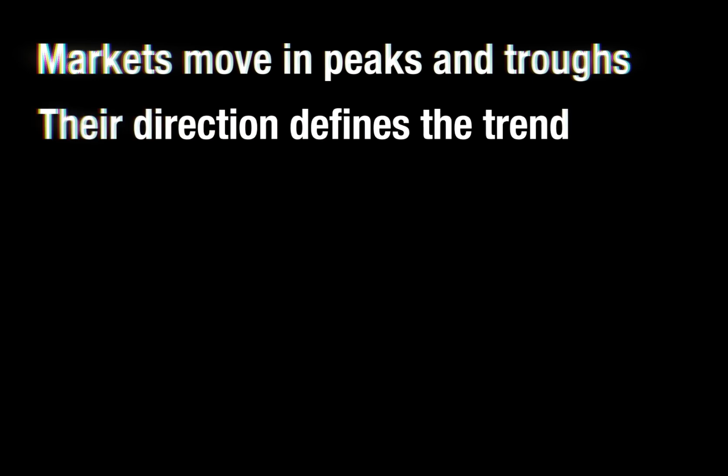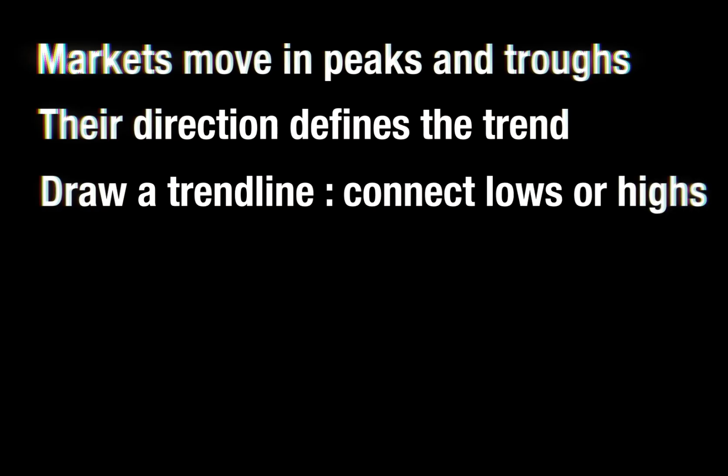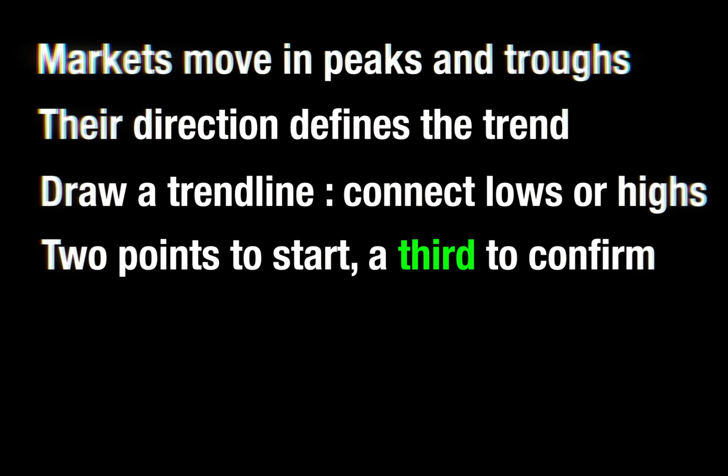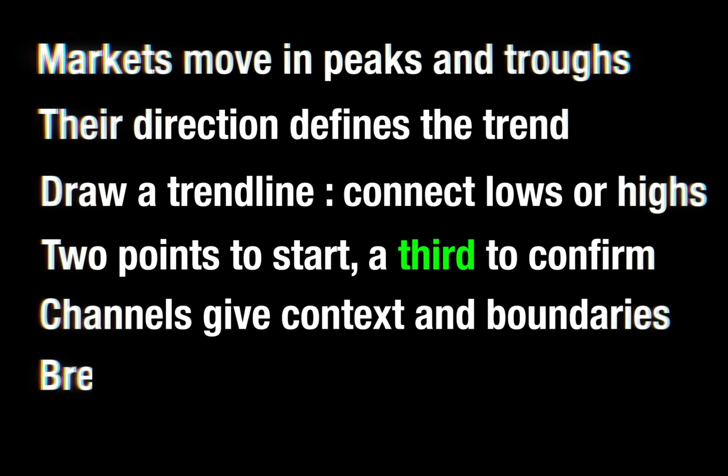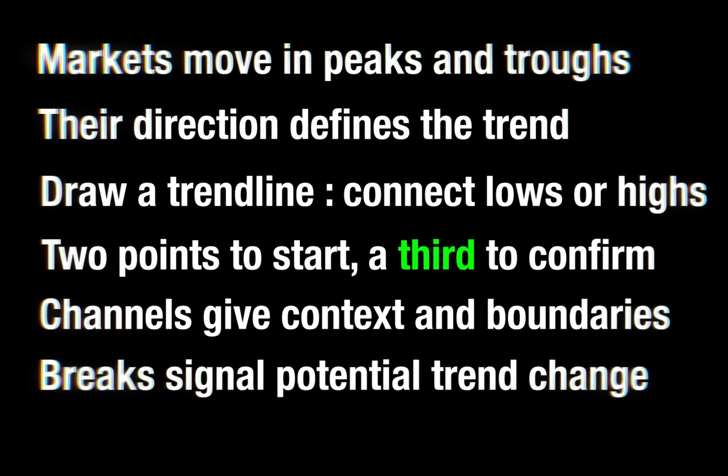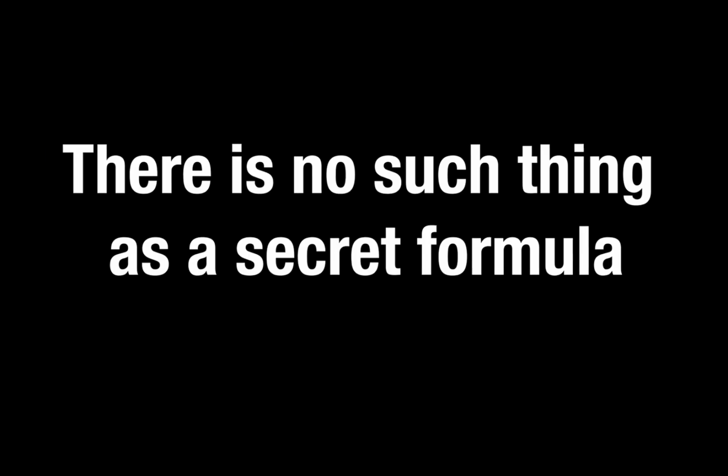Alright, let's wrap this up. Markets move in peaks and troughs. The direction of those peaks and troughs defines the trend. To draw a trend line, connect the lows in an uptrend, the highs in a downtrend. 2 points to start, a third to confirm. Support and resistance explain why those lines work. Channels add boundaries. Breaks signal potential change. None of this guarantees success, but it gives you a framework for reading market structure.